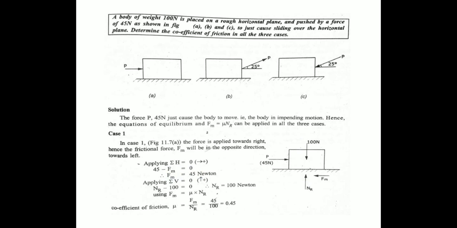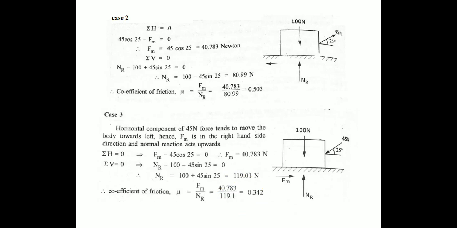So we know the coefficient of friction relation, that is mu is equal to F by Nr. Here F refers to limiting friction. So limiting friction is 45, Nr, the normal reaction, is 100. So the coefficient of friction mu is equal to 0.45.